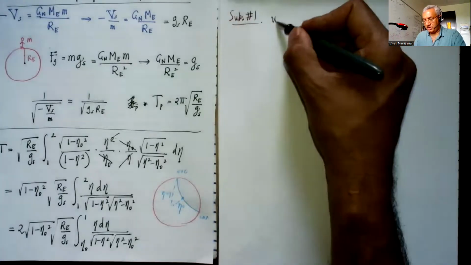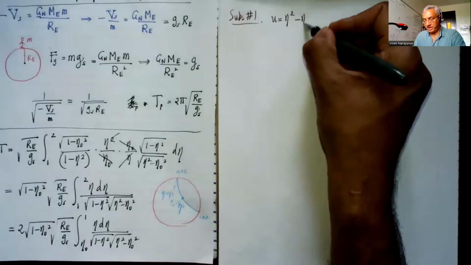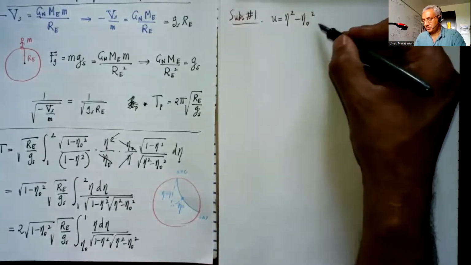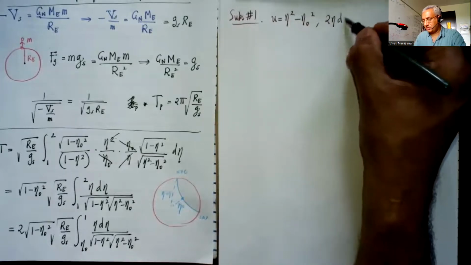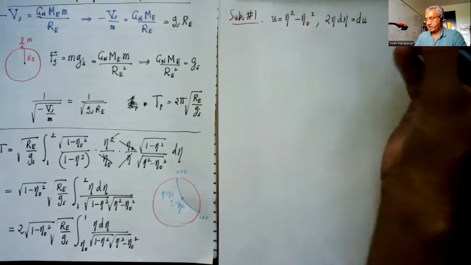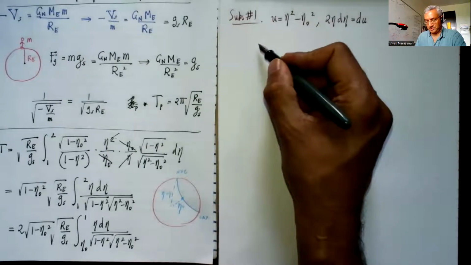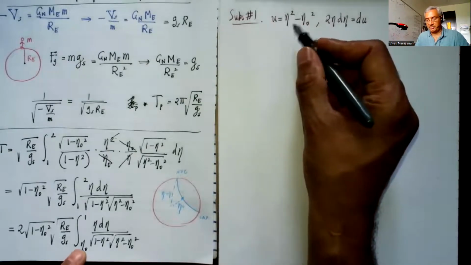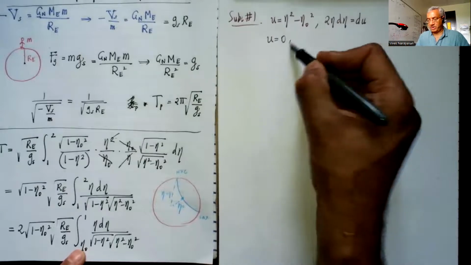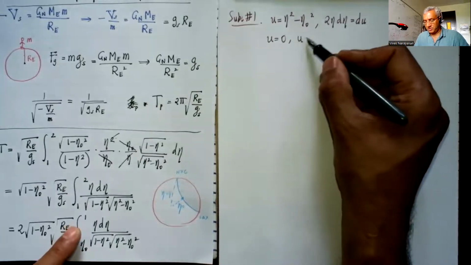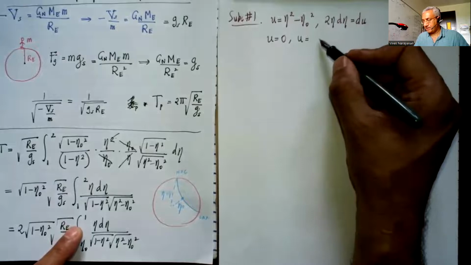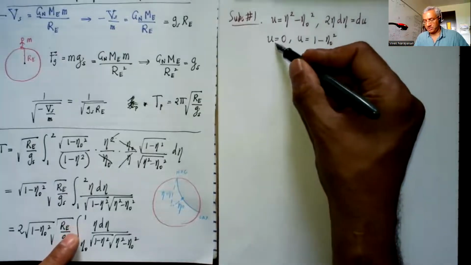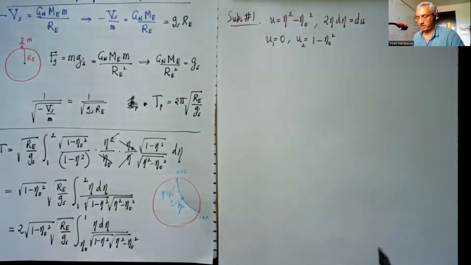We're going to set u equals eta squared minus eta naught squared. Then 2 eta d eta will be du, and the limits: when eta equals eta naught, the lower limit is going to be 0, and the upper limit is going to be 1 minus eta naught squared. I'll call these u1 and u2, the lower limit and the upper limit.